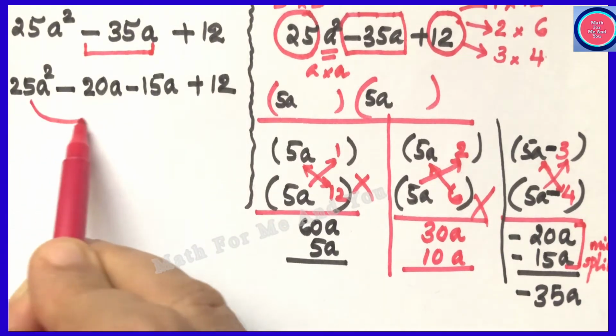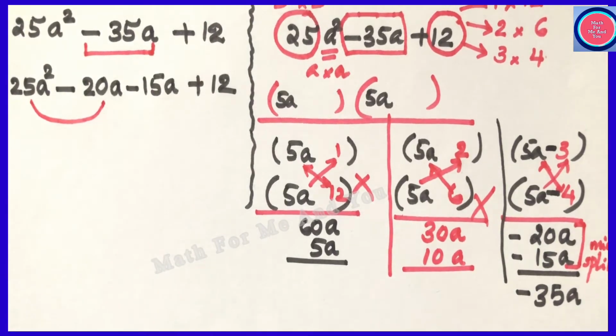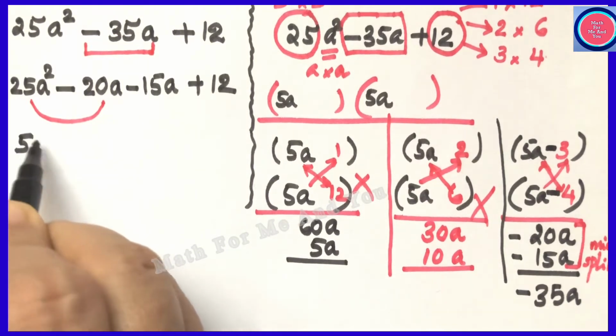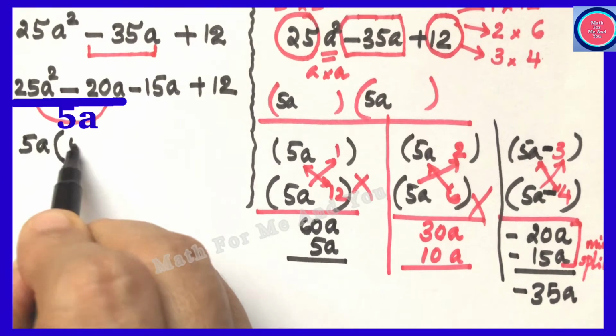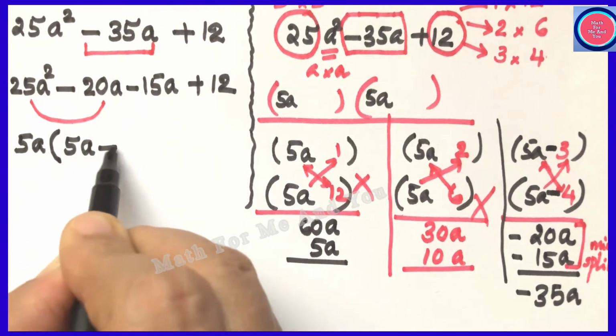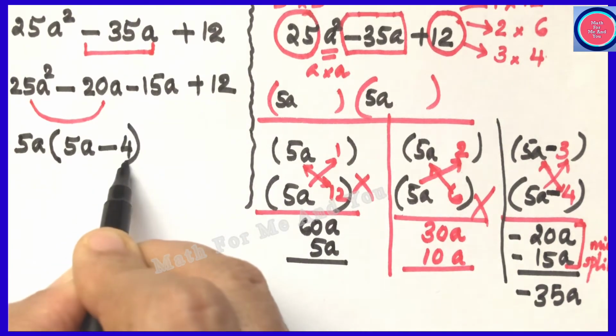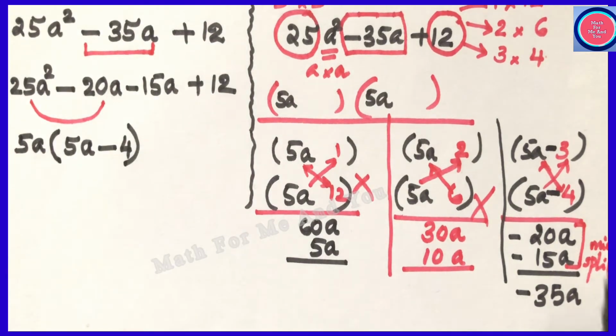From the first two terms, what will be the common factor? We can see there 5a is the common factor. Take 5a outside. The meaning is divide 25a square and 20a with 5a. 25a square by 5a is 5a. Minus 20a divided by 5a is minus 4. So we are getting here 5a minus 4. One of the factors is ready.